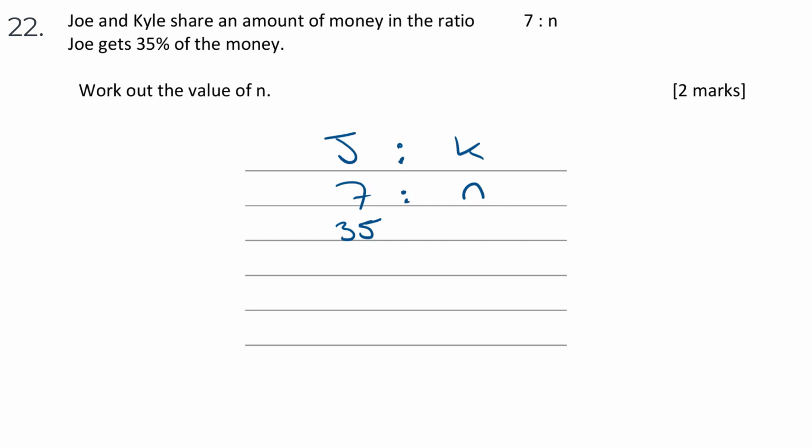Kyle's going to get the rest then, isn't he? So if I've got 100% and I let Joe have 35% of it, then Kyle is going to get 65% of it. Okay? Can you see the relationship between these two numbers, that's 5 times bigger, isn't it? So then n, if I multiply n by 5, I'm going to get 65. In other words, n then must be 65 divided by 5. 65 divided by 5 is 13, so n is 13.